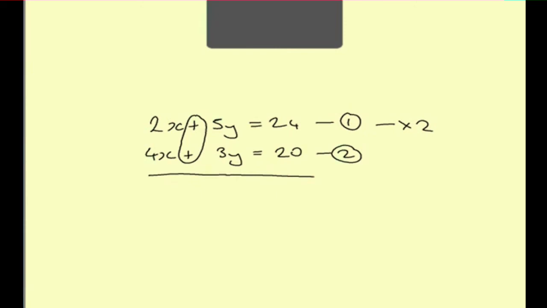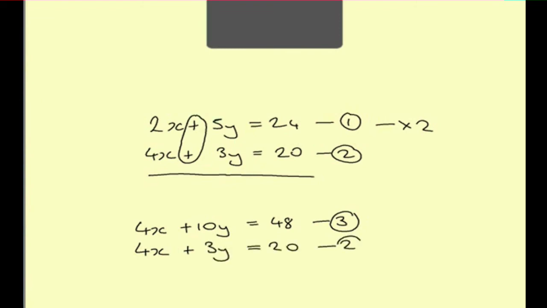So by doing so, I'm going to end up with a brand new equation. On the top I'll have 4x, as 2x times 2 is 4x, 5y times 2 gives 10y, and 24 multiplied by 2 is going to give 48. I'm going to call that equation 3 as it's a new equation. I'm not going to do anything with equation 2, so I'll just rewrite that underneath, and again, just label it. I'm just going to put a line underneath that.